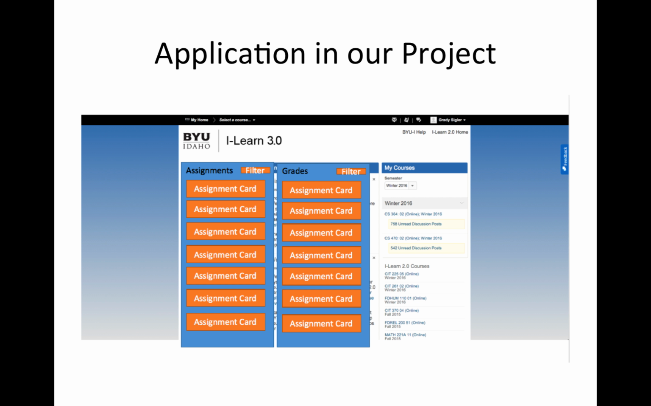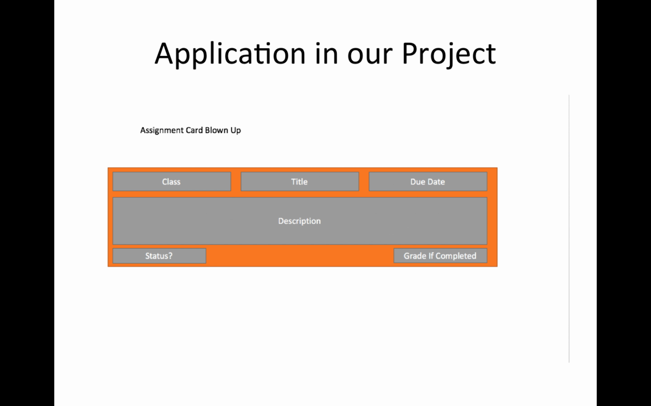In our project, I think UML could be very applicable. If you haven't seen this mock-up here, this is a mock-up of what our project could look like. The dashboard has different assignment cards, one column for assignments and the other for grades. In other words, on the left you have uncompleted assignments, on the right you have the completed assignments, and you have these assignment cards. And here's a picture of the assignment card blown up.